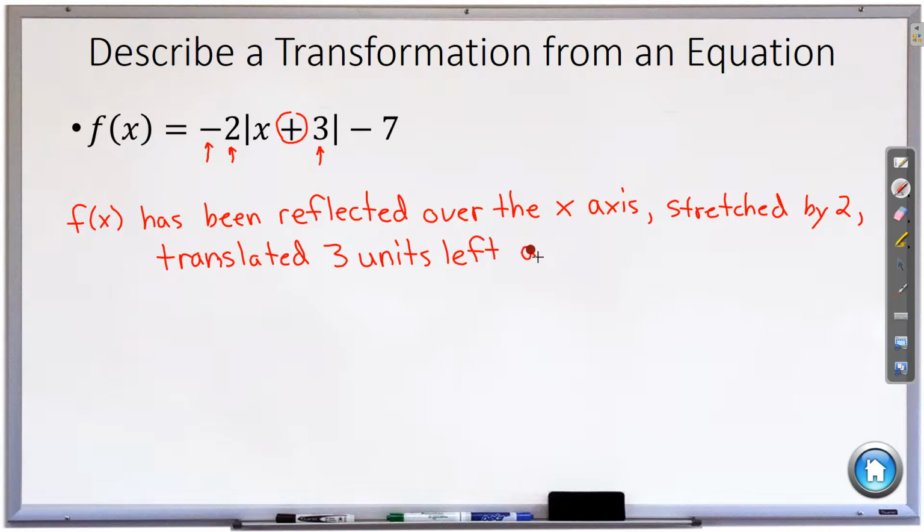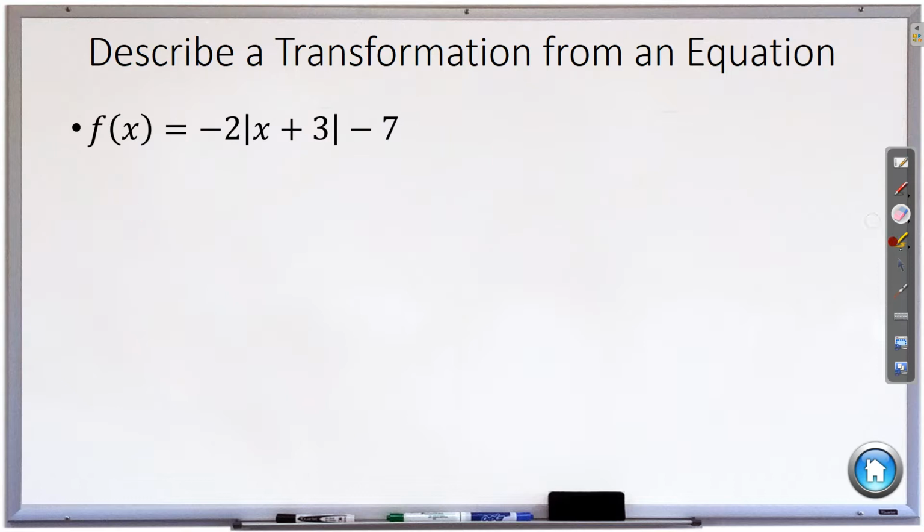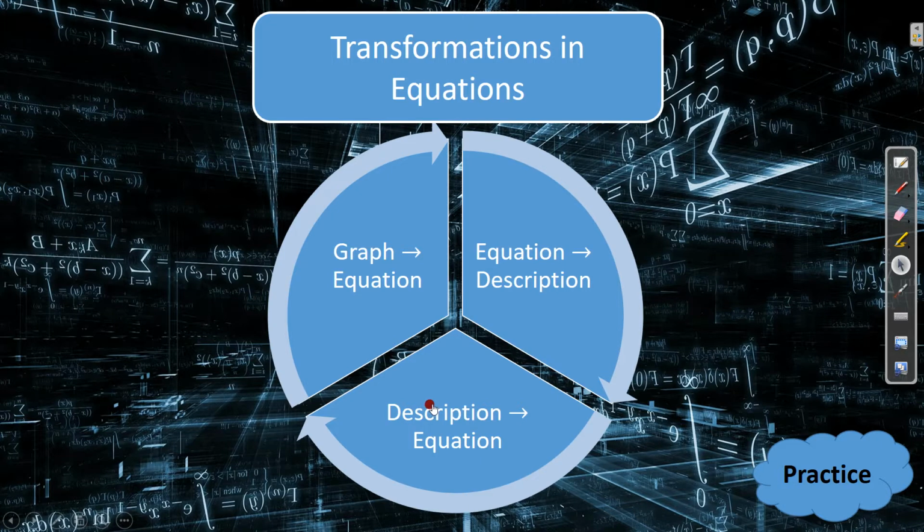And the 7, the k there, controls our up and down, and that one works the way you think it does. So the minus 7 translated us down 7. So we were translated 3 left and down 7. Those are all the things that happened to f. So we went from an equation to a verbal description of what happened there. All right, let's mix and match one more time here. What if I give you a description and then ask for an equation?